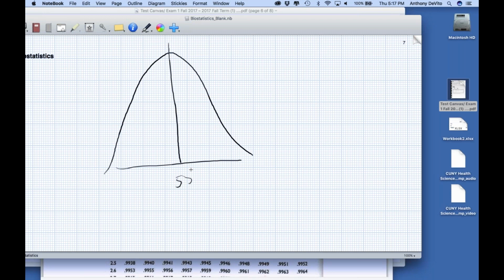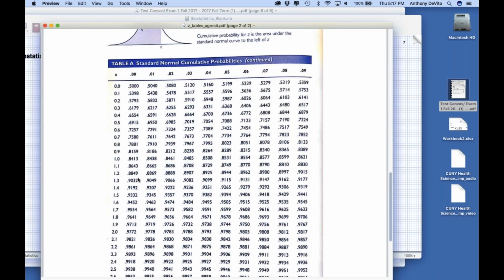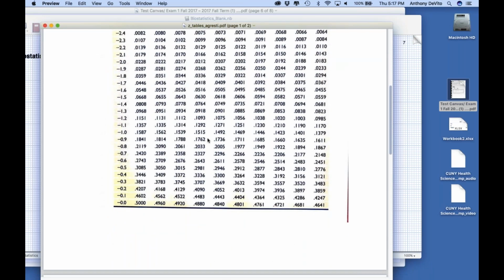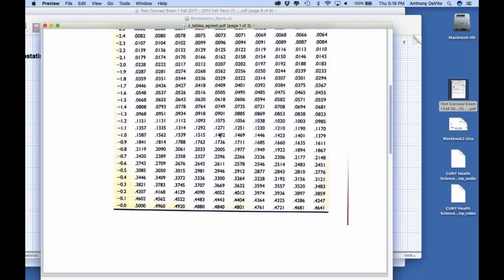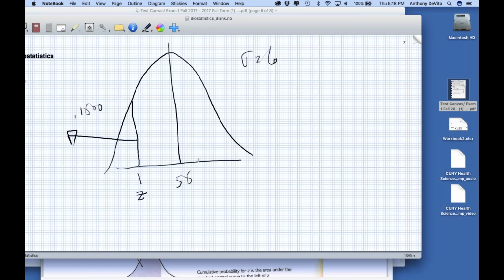Here we go. The mean is 55, sigma is equal to 6. So I want to know what's the z-score for an area at the lower end that represents 15%, 0.1500. Well, that's going to be a negative number, right? Remember, the areas are in here. 0.15. The closest, I think, is that number right here. Negative 1.04. Okay, so I'm going to go back here. So the z-score is negative 1.04.